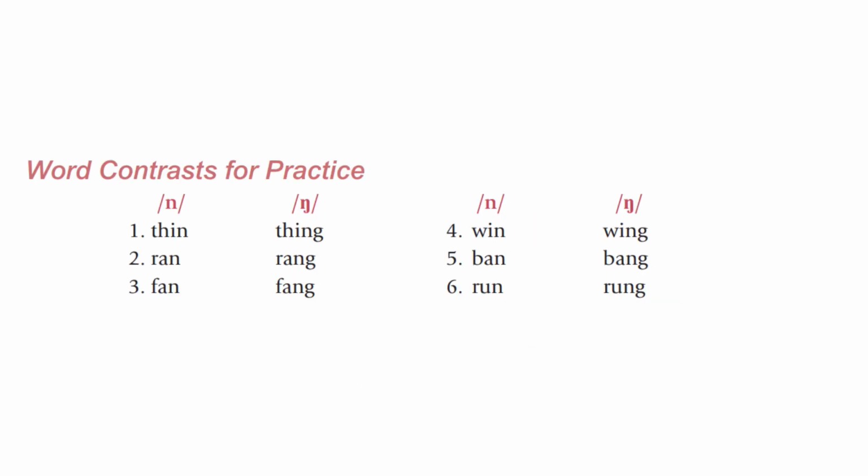Word contrasts for N and NG. Thin, thing. Ran, rang. Fan, fang. Win, wing. Ban, bang. Run, rung.